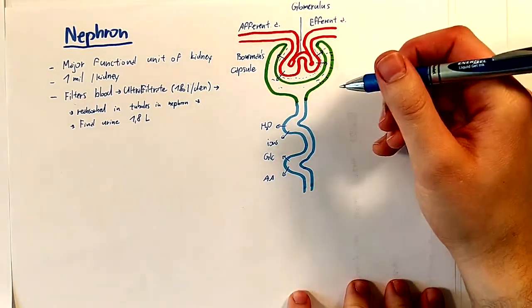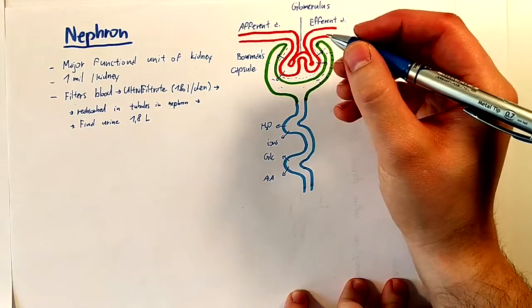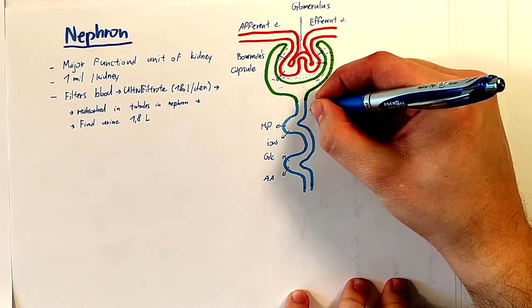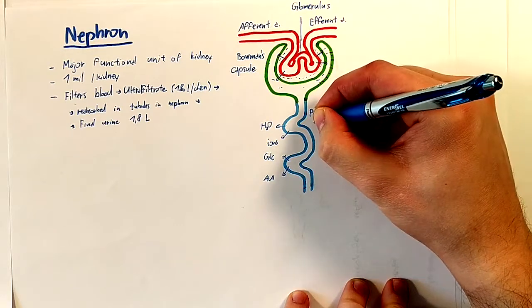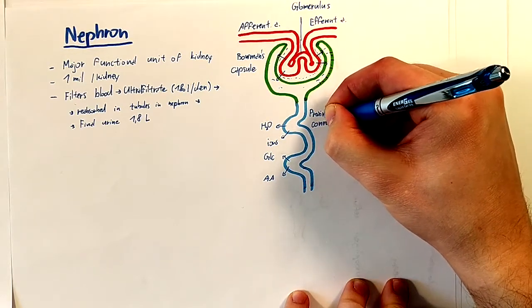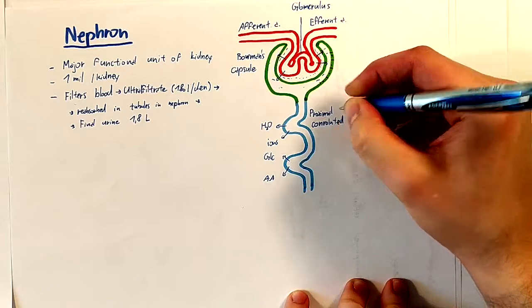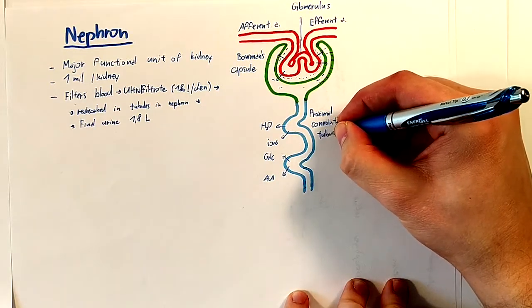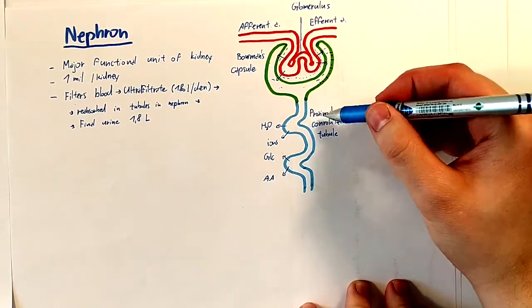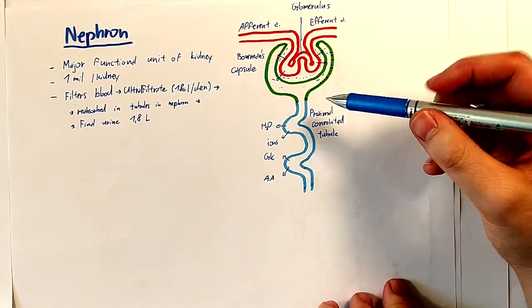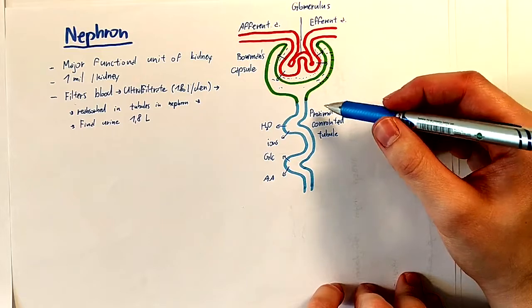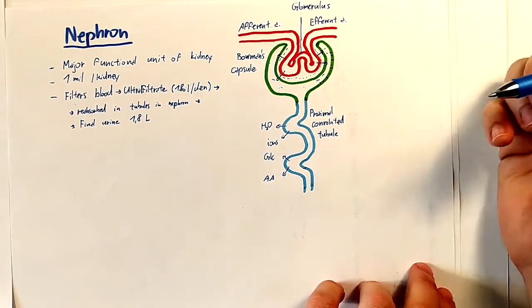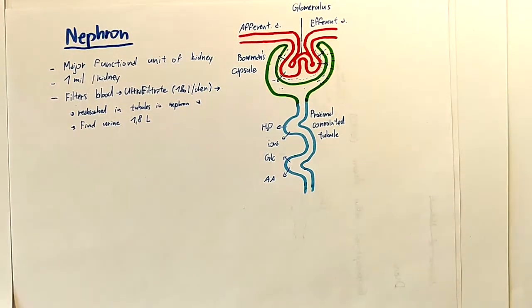Maybe I could write the name right. So proximal convoluted tubule. Sometimes you can also see only proximal tubule. Actually, the proximal tubule could also have a straight part, but usually you just see it as a proximal convoluted tubule. Okay, so this is where the vast majority of the stuff gets reabsorbed again.